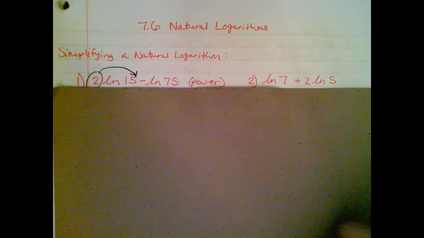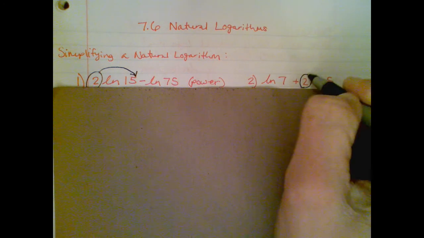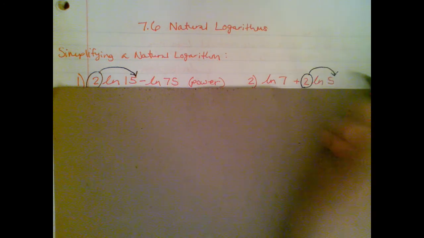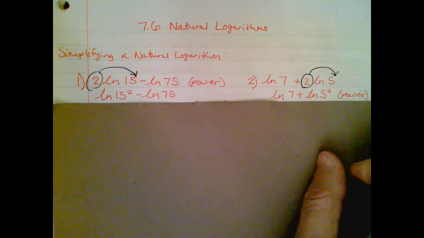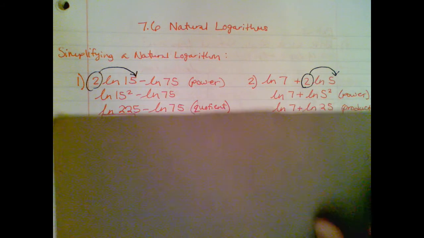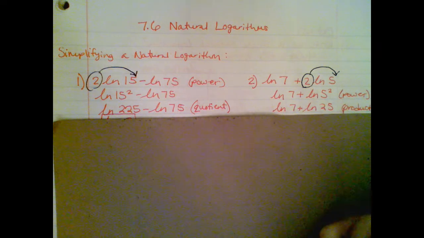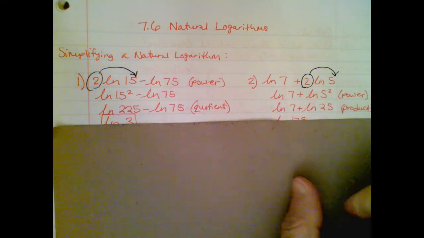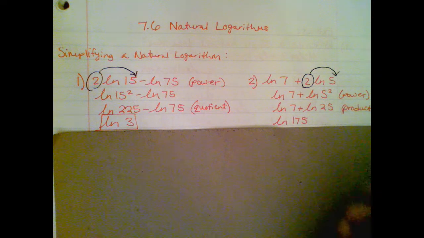Over here, the next example, we have another coefficient, so we're going to use that power property. That goes as our exponent just for that second term. So we have the natural log of 7 plus the natural log of 5 squared. 5 squared is 25, so we can simplify that down. And then they are adding, so we're going to go ahead and multiply and use that product property. So 7 times 25, we get 175. So the final answer is the natural log of 175. We use the power property and the product property.